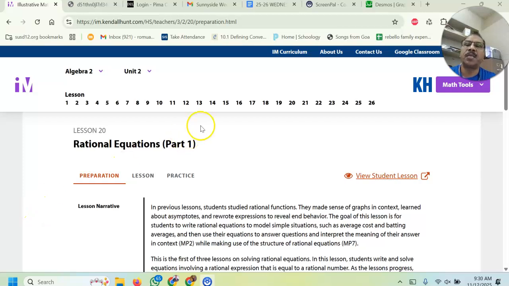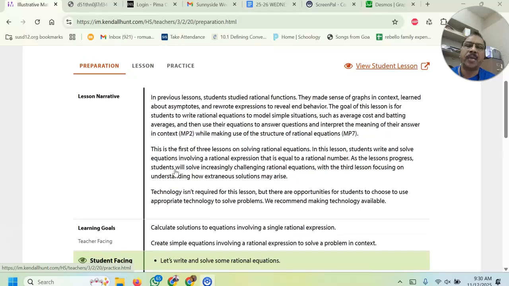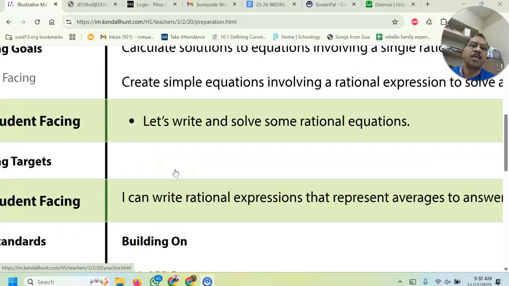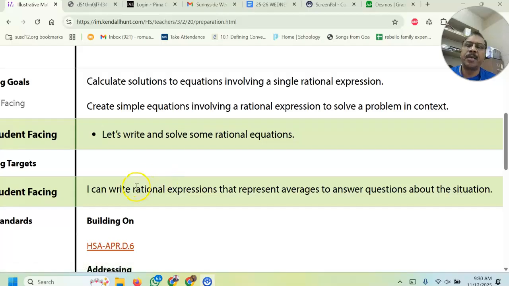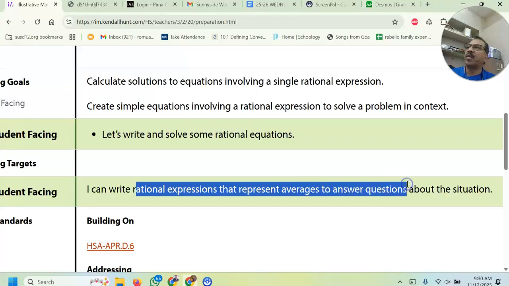Okay, welcome students. This is again Algebra 2 lesson number 20. We are continuing with rational equations. The goal of this lesson is to write and solve some rational equations. The main idea is that a student should be able to write rational expressions that represent averages, to answer questions about the solution.